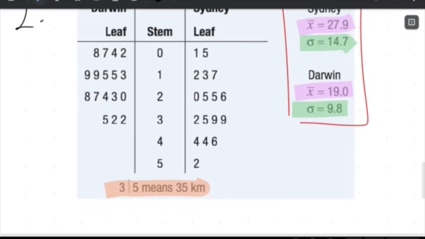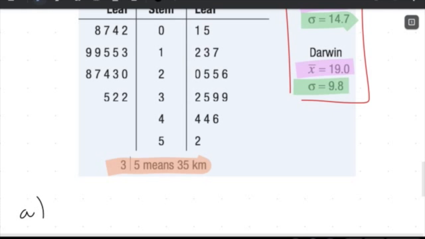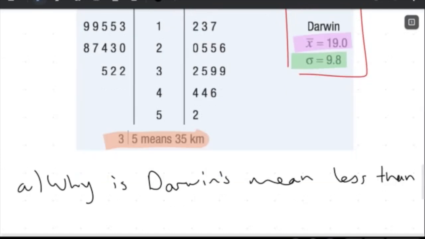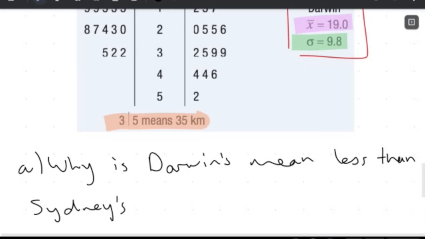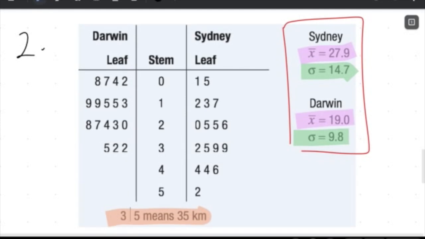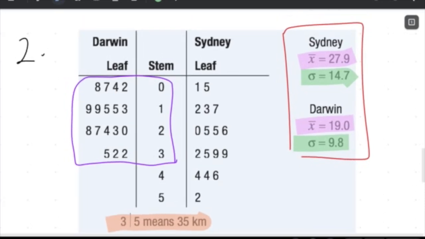Now, if we wanted to ask ourselves, first of all, why is Darwin's mean less than Sydney's? We can think about our data. Consider Darwin on the left-hand side. The data points are pretty packed in around here. There's not a massive range or a massive spread of data here. It ranges from 2 up to 35. So when we take the mean, it's going to be somewhere in the middle, and we get roughly about 19. Well, it says exactly 19.0 as the mean.